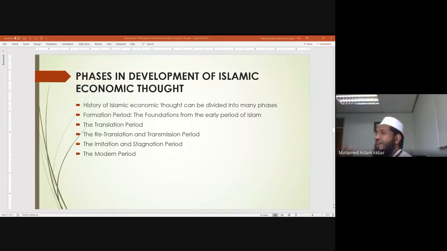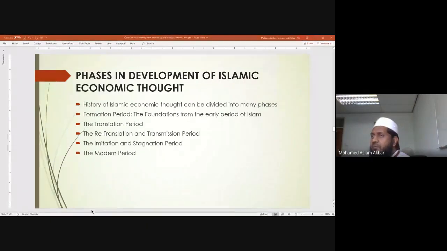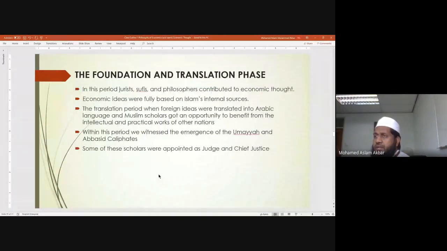In many places you don't see these ideas in one book each, but they are available throughout their writings, right? Okay, this is what we call the formation period. You may also call it the foundation from the early period of Islam. Then you have the translation period, right? This is the foundation period, right?